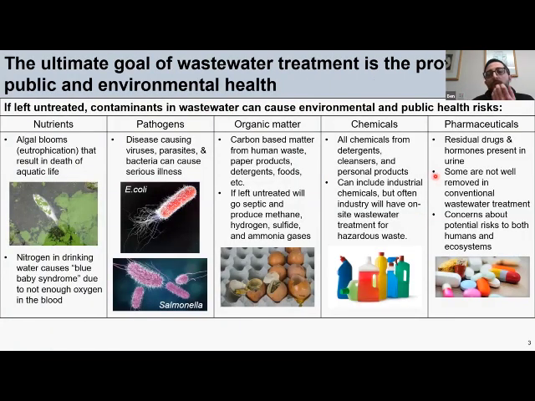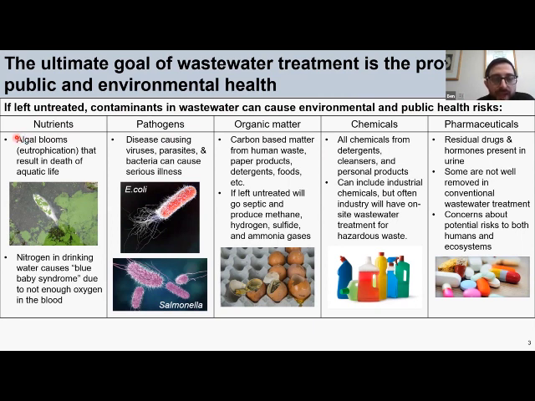So the ultimate goal of wastewater treatment is to protect public and environmental health. So if wastewater is left untreated, there are contaminants in it that can cause these public health risks or environmental health risks. One of those contaminants is nutrients. So nitrogen and phosphorus are the big ones in wastewater. Urine is a nitrogen-based organic chemical. So nitrogen and phosphorus are one of the main things that we're trying to remove in these wastewater treatment systems.